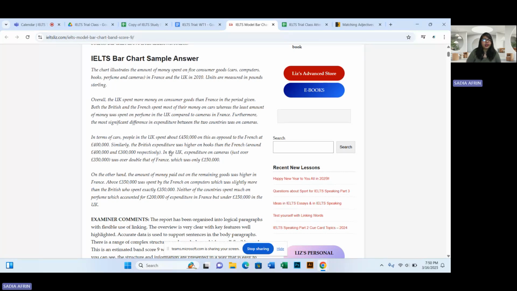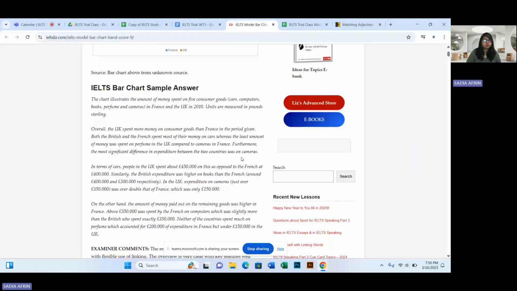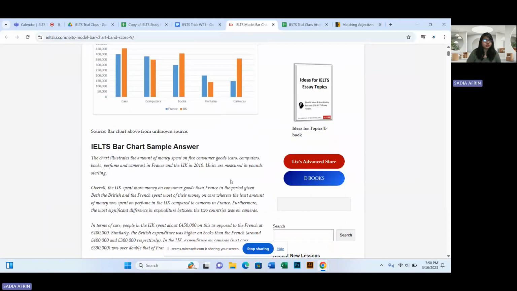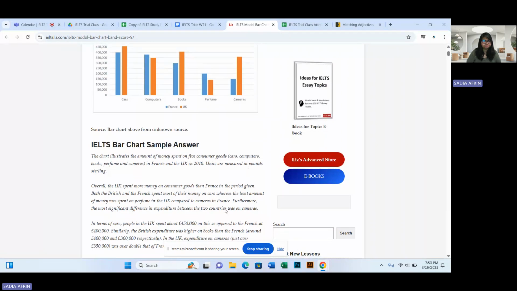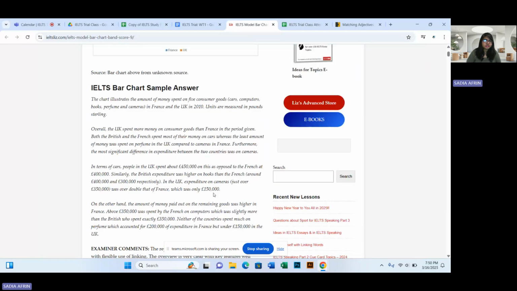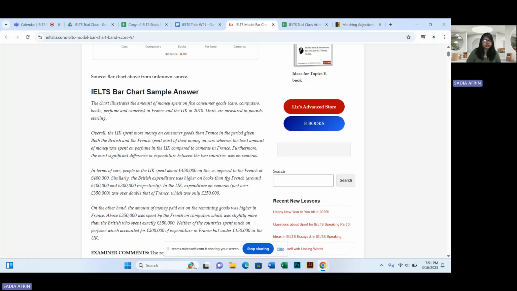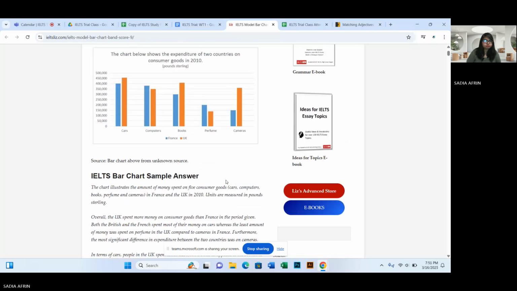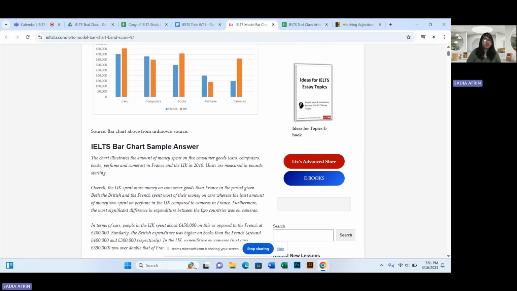Okay, so then they say similarly, the British expenditure was higher on books than the French. Okay, then they talked about books. From cars, it went to books. So basically, they're talking about the highest expenditure items and how much higher. They also mentioned that British expenditure was around 4 lakh, while the French expenditure was 3 lakh. Yeah, so that's what we can see from the graph.